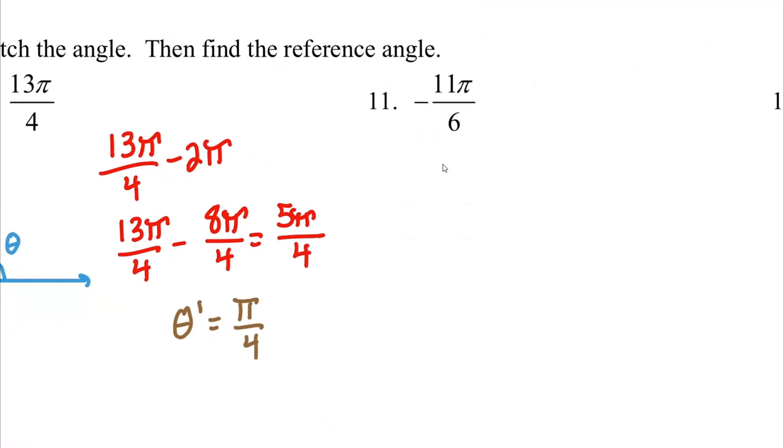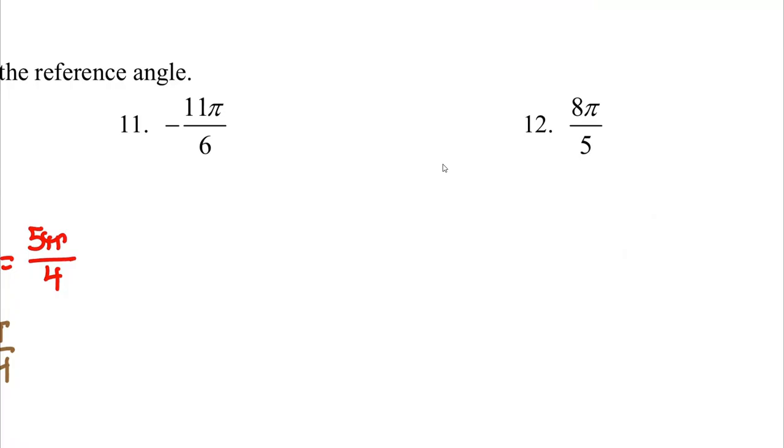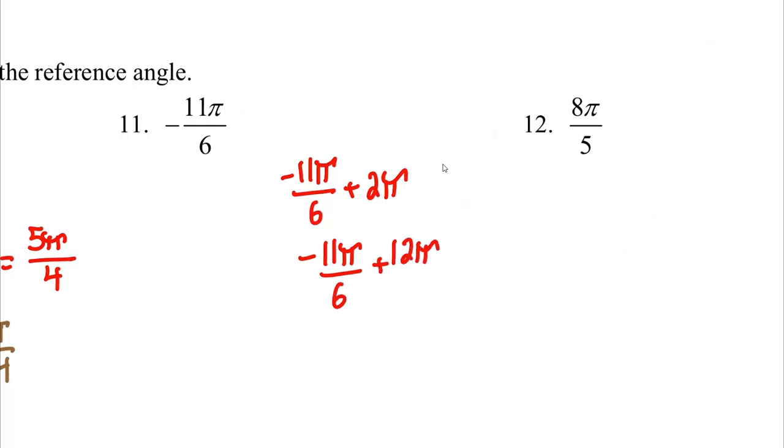Okay, so the next one, again, is it between 0 and 2 pi? No, because it's negative. So what can I do to make my life a little easier? Add 2 pi, right, to get something positive. So we're allowed to always do that. I mean, you can work with negative 11 pi over 6, but it's a little easier to add 2 pi. So we'll take negative 11 pi over 6, and we'll add 2 pi. So how can I rewrite that? 12 pi over 6. And so that will just give us pi over 6.